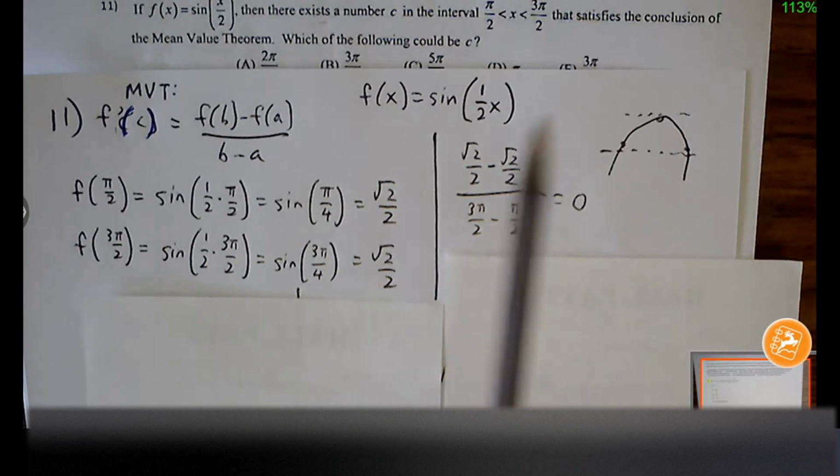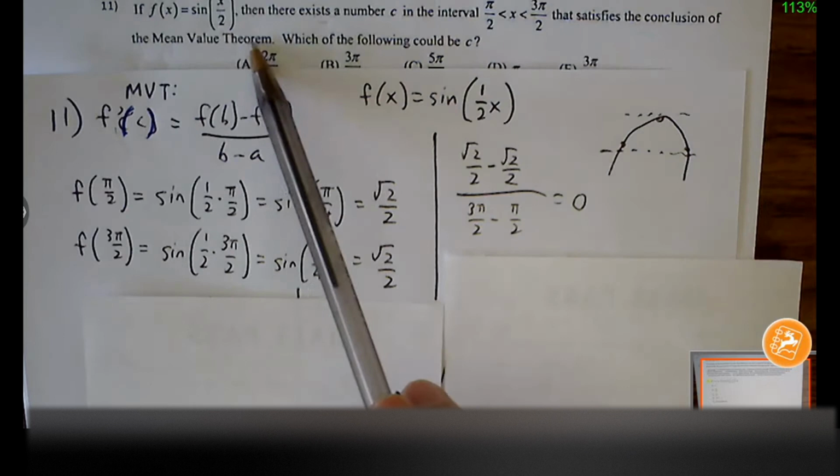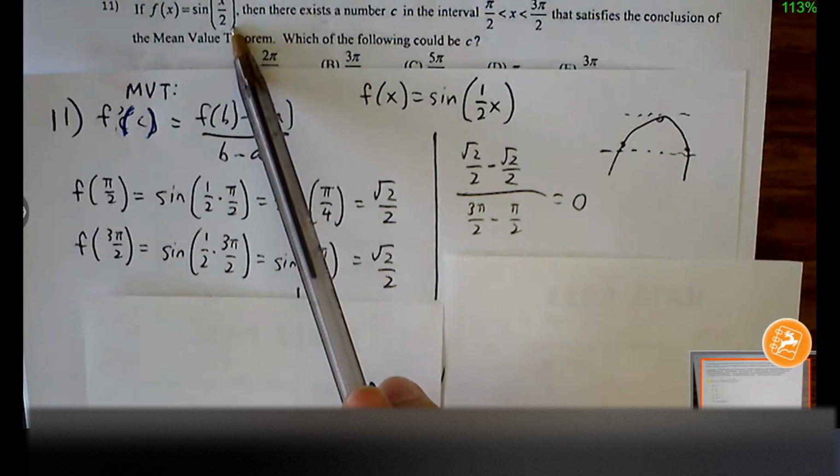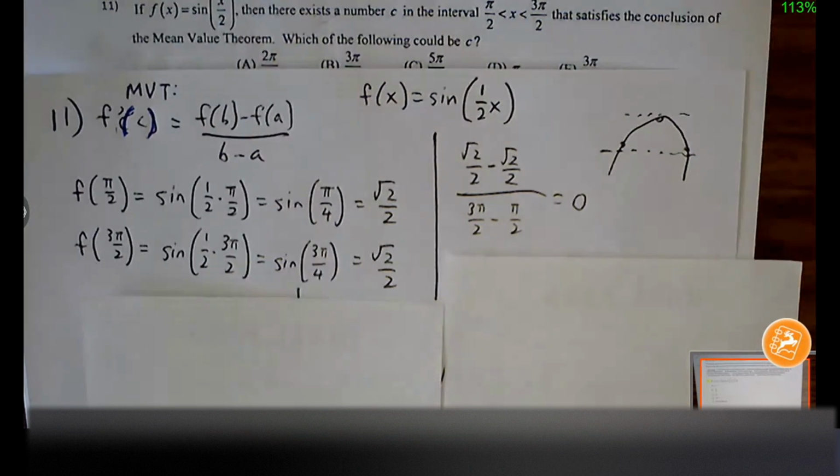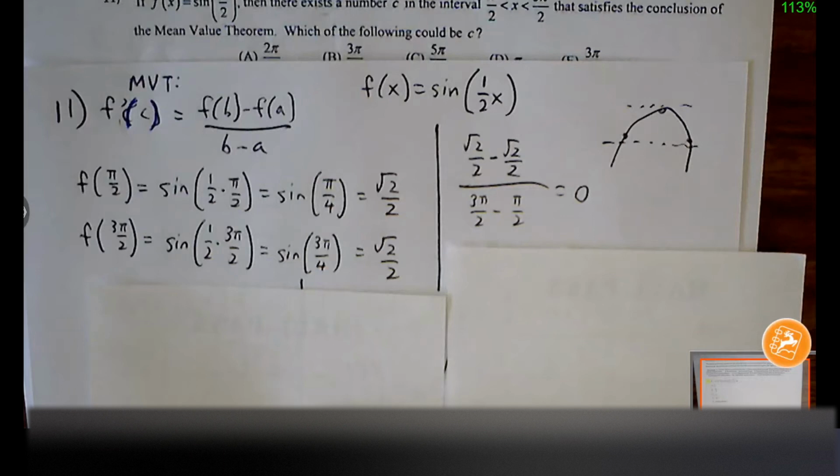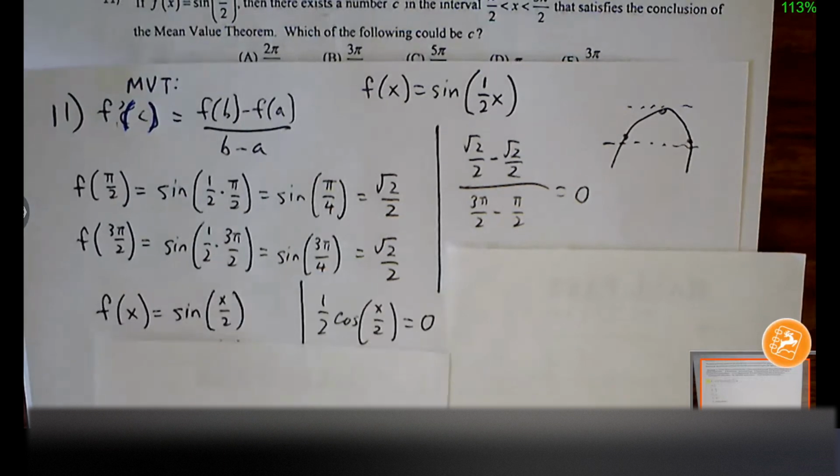So I'm just going to go through those steps. Find f prime. For sine of x over 2, I know the derivative for sine of u is cosine of u times u prime.